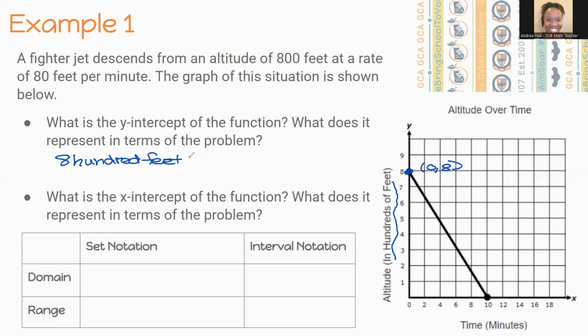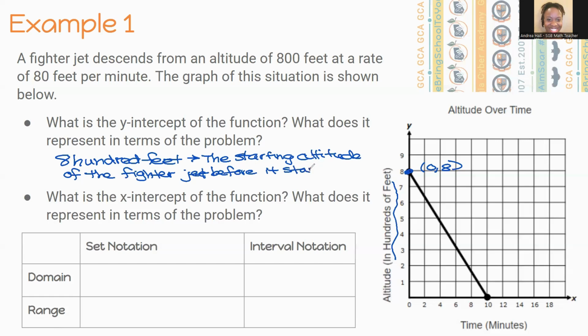What does it represent in terms of this problem? It is the starting altitude of the fighter jet before it starts to descend, right? Before it starts to descend.